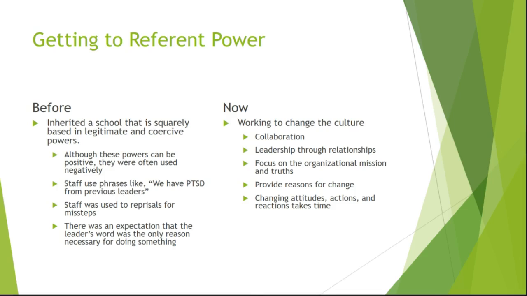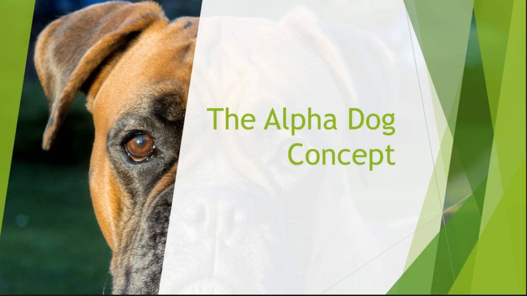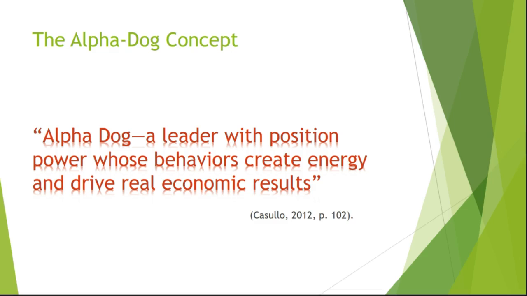The final portion of this presentation is an explanation of the alpha dog concept of leadership as described in the Casulo text. This will be achieved through a discussion of several key quotes from the author. An alpha dog is a leader with position power whose behaviors create energy and drive real economic results. This basic statement is important because an alpha dog in any organization must have some form of legitimate or position power in order to effect change and drive real results.